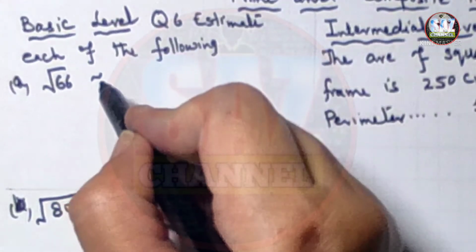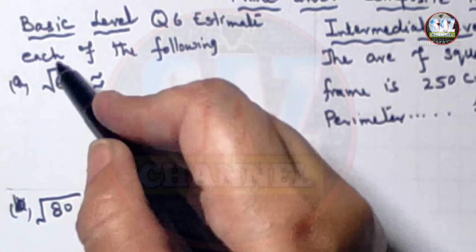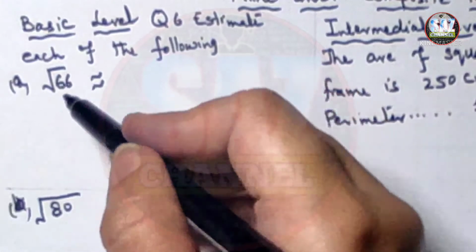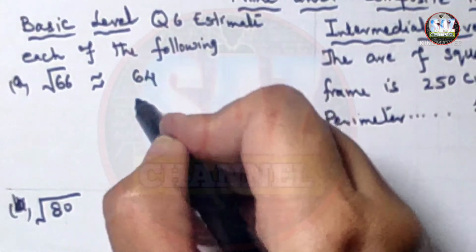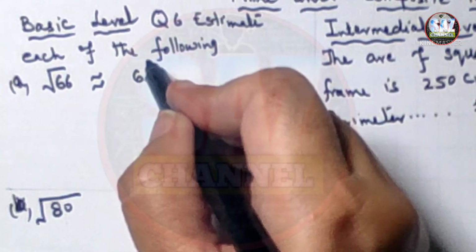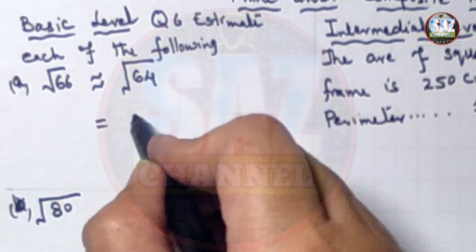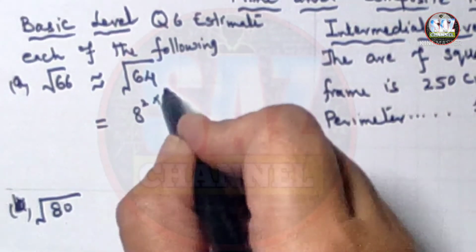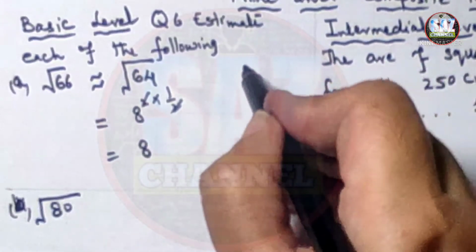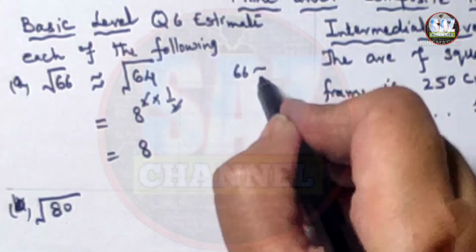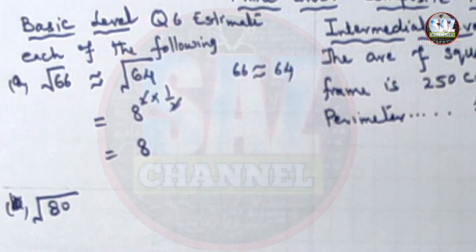Which number is a perfect square, because we need to remove this square root, this power 1 by 2, and is closer to 66? I think it is 64. Then we write 64 as 8 squared, raised to power 1 by 2, which is equal to 8, because 66 is approximately equal to 64. Here you have to perform the working mentally.